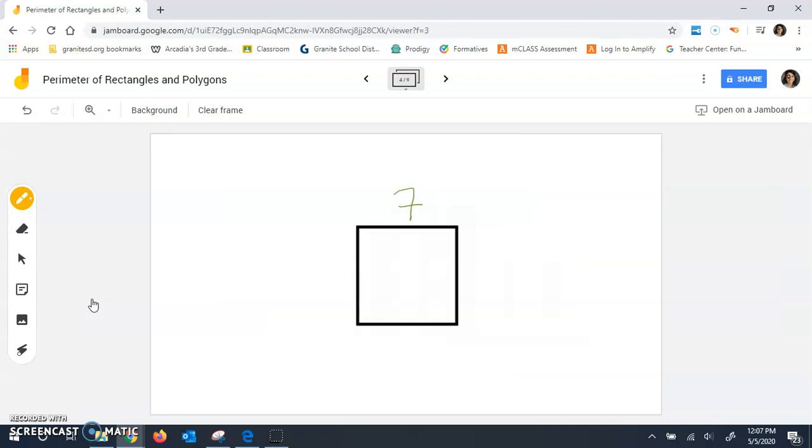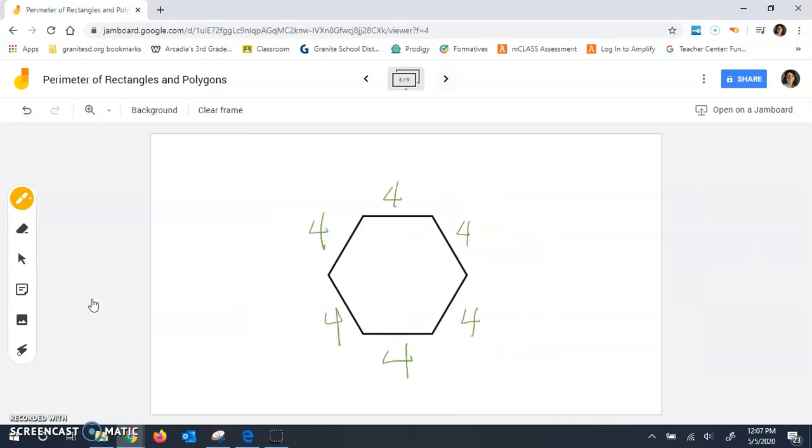Same with this square. We learned that if one side is marked, then that's the exact same for all the other sides because in a square, all sides are the same. So you have 7 there, 7 here, 7 here, and 7 here. 7 plus 7 is 14, and 7 plus 7 is 14. So 14 plus 14, 4 plus 4 is 8, and 1 plus 1 is 2. Our perimeter is 28. So that's how you figure it out for rectangles and squares.